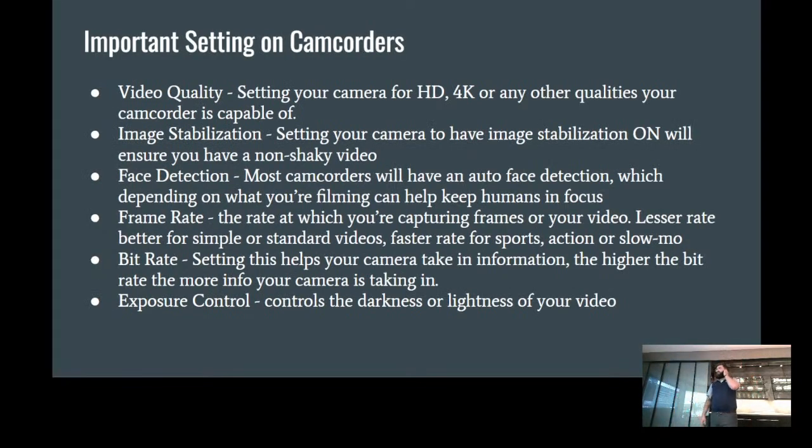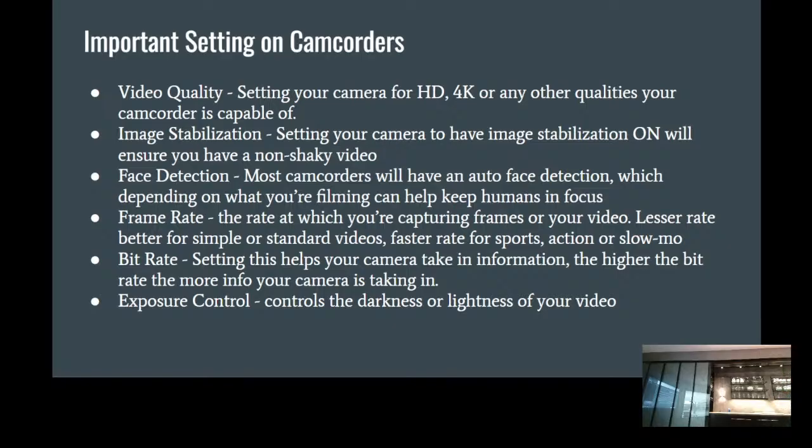But what does make these a little bit different is that their settings are geared towards video. Now, these settings you might find on your mirrorless or DSLR camera, but they're primarily settings that you find with video-centric cameras. So on camcorders, you should be able to play with video quality, setting your camera for HD, 4K, or any other qualities your camera is capable of. Image stabilization, setting your camera to have image stabilization on to ensure you have a non-shaky video. Face detection, most camcorders will have an auto face detection, which depending on what you're filming can help keep humans in focus.